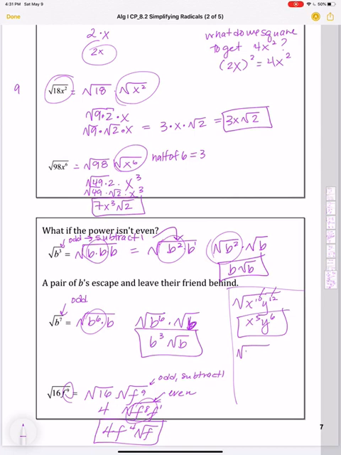Now, let's try this. X to the 11th, y to the 5th. Am I going to have any x's left in the radical? Yes, because the x exponent's odd. Am I going to have any y's left in the radical? Yes, because the y exponent's odd. So I subtract one from each so I can find the even one. So x to the 10 times x and y to the 4th times y. Perfect square, perfect square. Take half of it, so x to the 5th, y to the 2nd, and I'm left with x, y, these two right here in the square root. And that's your final answer.